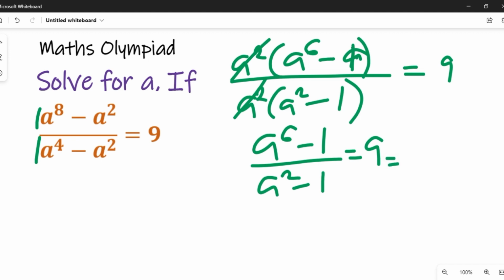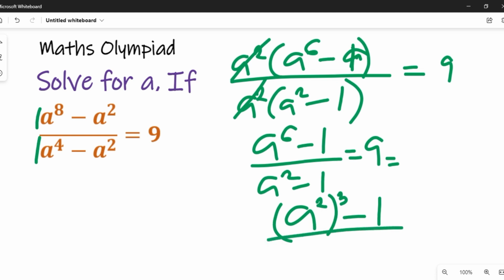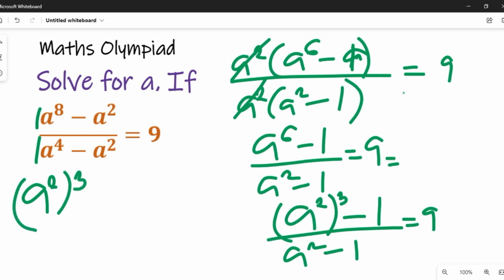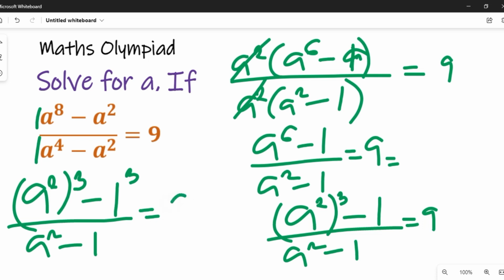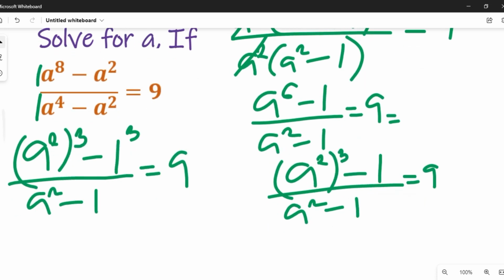Now we can simplify this further to give us (a^2) raised to power 3, because 2 times 3 will give us 6, all over a square minus 1 equal to 9. And this can also be written as ((a^2)^3 - 1^3) all over a square minus 1, that will be equal to 9. Now let's simplify this.